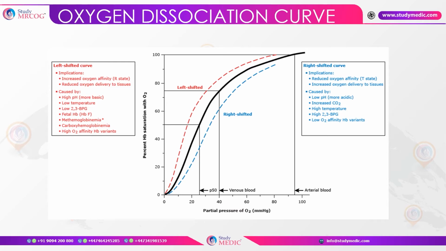So this is seen when the pH is quite high, that is more basic, the temperature is low, there is a low amount of 2,3-BPG, and there is different hemoglobin apart from the adult type, like fetal hemoglobin, methemoglobin or carboxyhemoglobin. Whereas when the curve shifts to the right, it means there is a reduced oxygen affinity, so more oxygen gets delivered to the tissue. This is seen in more acidotic conditions where the pH reduces and there's an increase in carbon dioxide, the temperature is high, there is a high amount of 2,3-BPG, and there is low oxygen affinity of the hemoglobin.